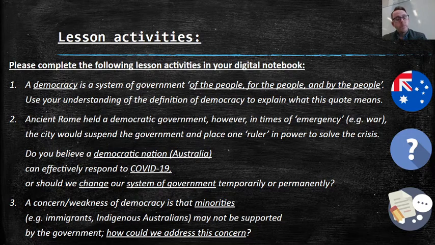Question 3. A concern and weakness of democracy, this is connected to that tyranny of majority rule statement, is that minorities, such as immigrants or Indigenous Australians, may not be supported by the government. How can we address this concern? So how can you support minorities when the majorities are getting all the votes, all the wins in democracy? So 3 questions there, guys.